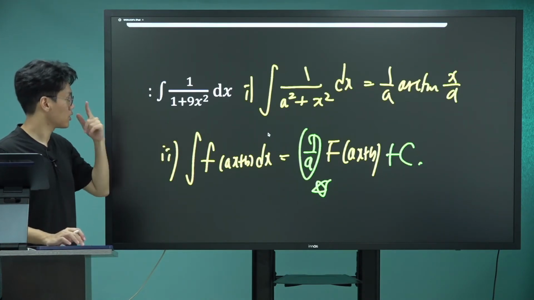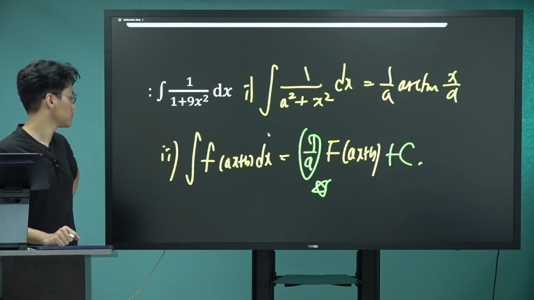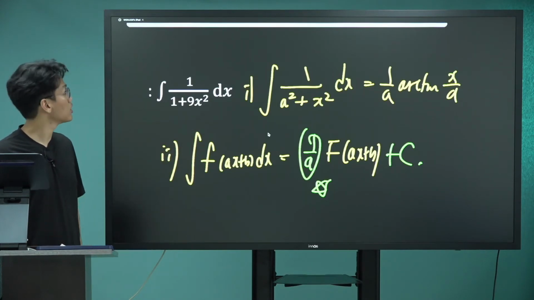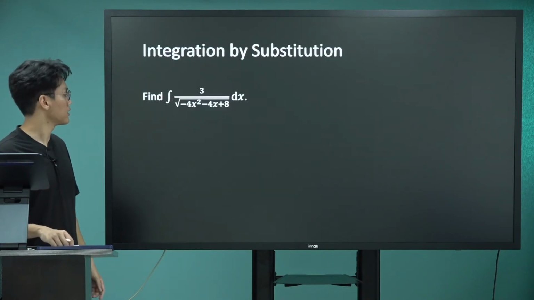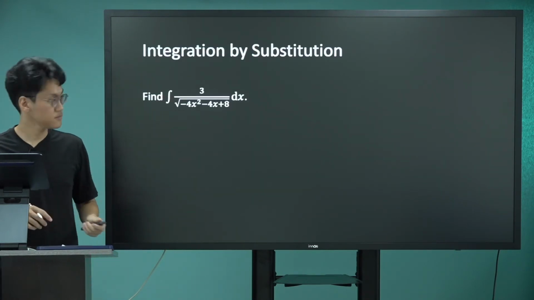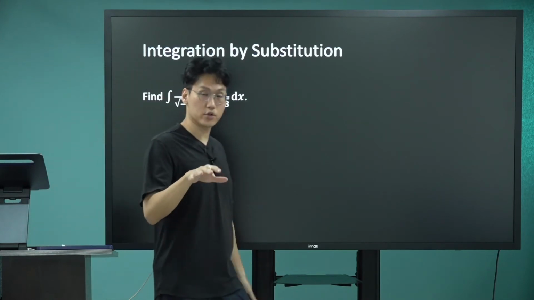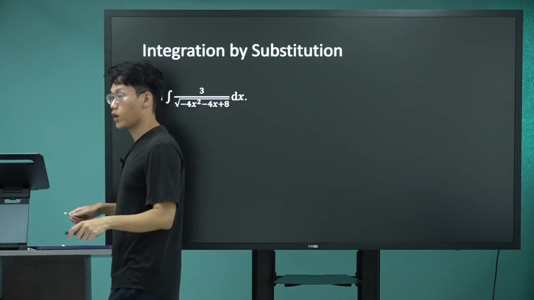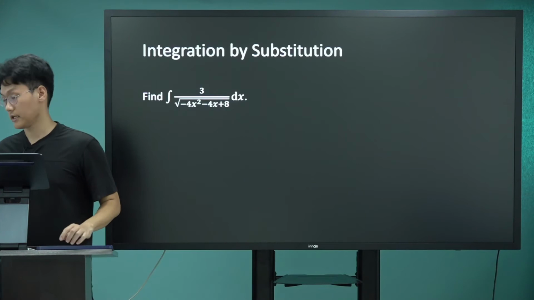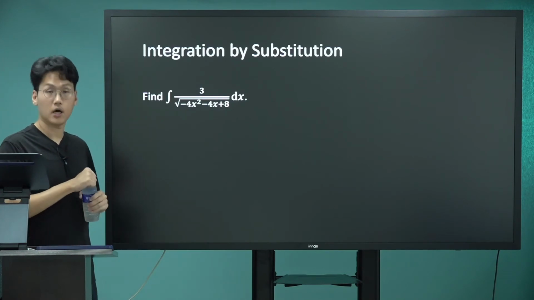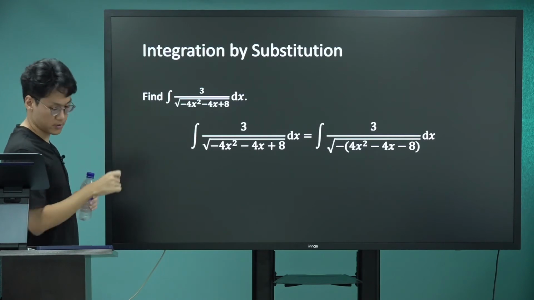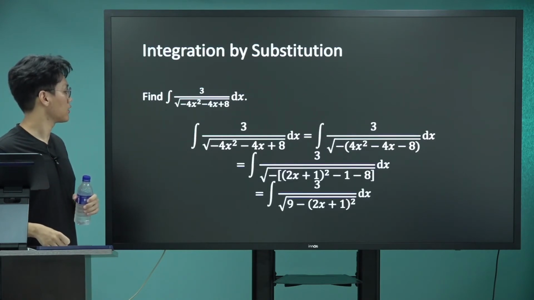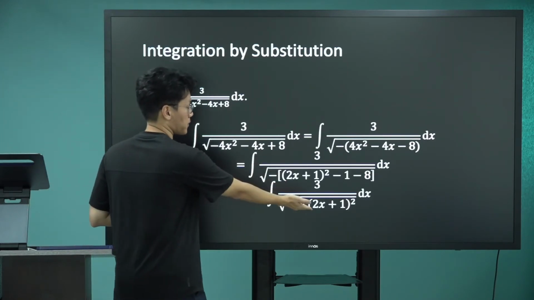However, 1 over a also needs to be multiplied, precisely because of integration by substitution. So make sure these two have to be considered. Let me show you what I mean by that. The square root of something of a quadratic form is very likely to associate with completing the square. So if I attempt to complete the square, voila, I have such a form.